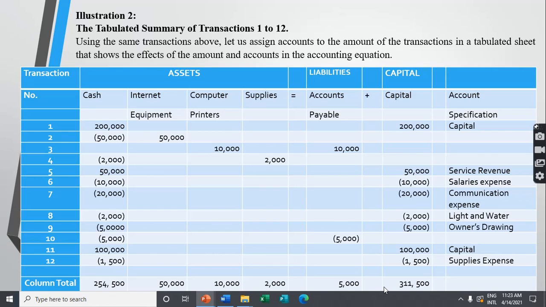So, i-compute natin kung tama. So, we have 254,500 and then plus 50,000, so magiging 294,500, and then plus 10,000 magiging 304,500, and plus 2,000, magiging magkano na yon?